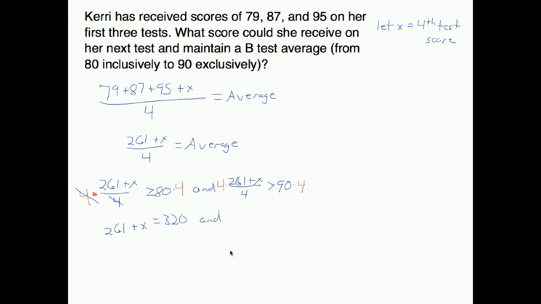Over on the other side, we get 261 plus x is greater than, I'm sorry, I put equal to here. This is greater than or equal to 80. I made a couple mistakes as I went through here. Good, we caught those. Greater than or equal to 80, because you want to be higher than 80 to get a B, and this actually should be less than 90, not greater than 90. And 90 times 4 is 360.